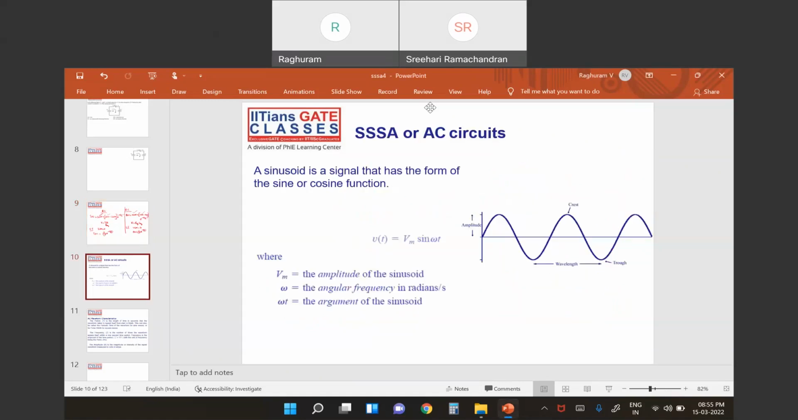Next topic is SSSA or Sinusoidal Steady State Analysis, or AC circuits. What is a sinusoid? A sinusoid is a signal that has the form of a sine or cosine function. It may be a sine or a cosine function, and it has great importance in electric circuits, that is AC circuits. An AC circuit is nothing but a sine or a cosine circuit.